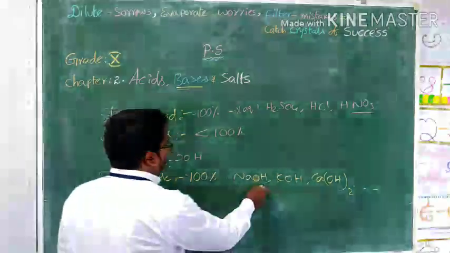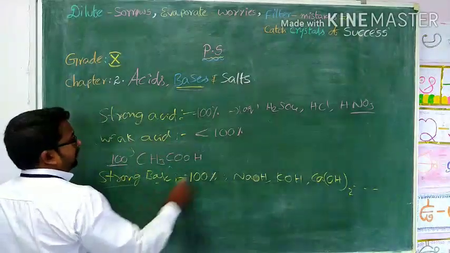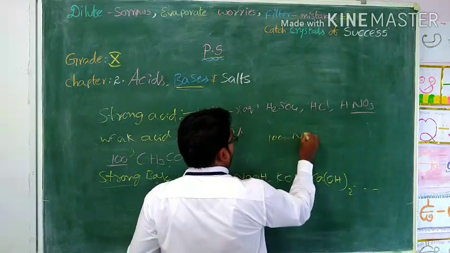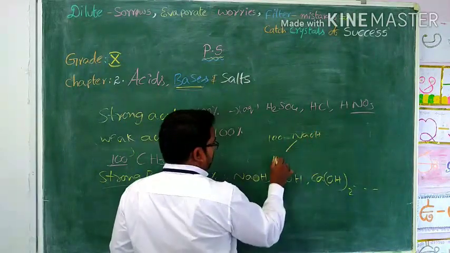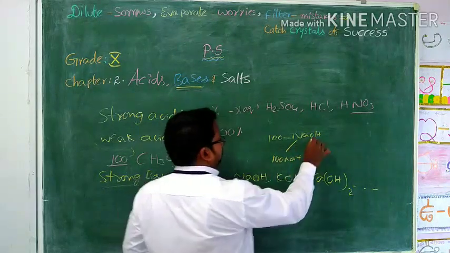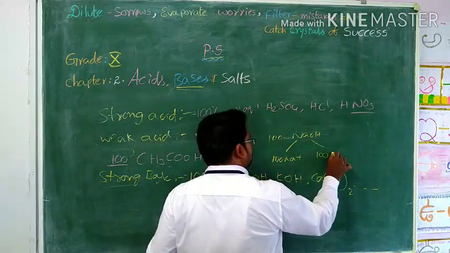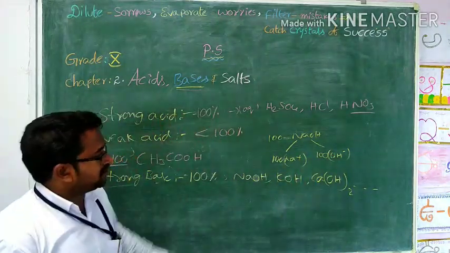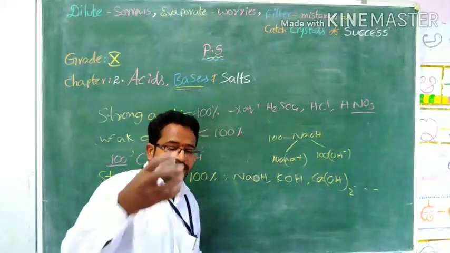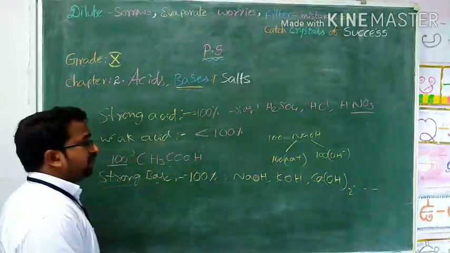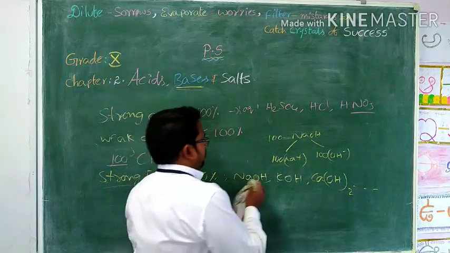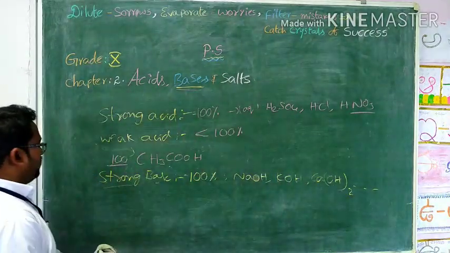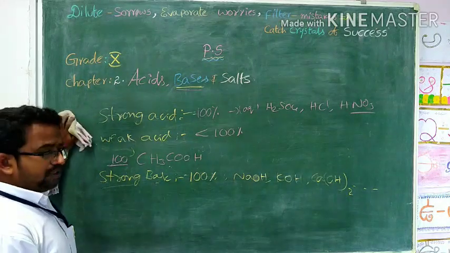How can we say that these are strong bases? Because if we take 100 molecules of NaOH, then what happens? 100 Na plus will come and 100 OH minus will come. So completely ionized. The bases which are completely ionized in the presence of aqueous solution. Right? Now I am going to talk about weak base. Okay?